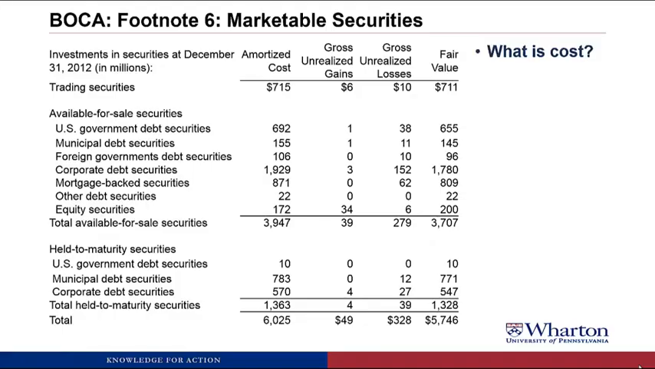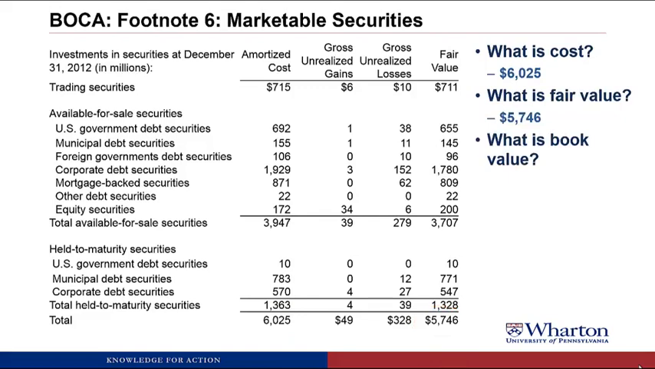So let's start answering some of these questions, starting with what's the cost of those securities? And we look in the amortized cost column, and we can see at the bottom it's 6025. So that's the answer, 6025. What's the fair value? Again, there's a total at the bottom of the fair value column, 5746.